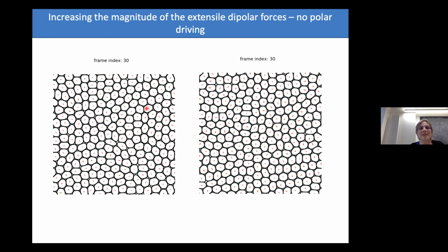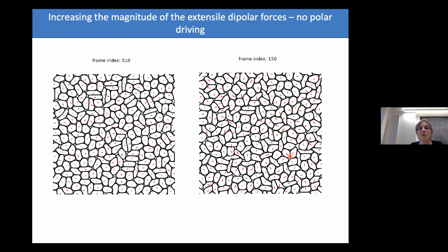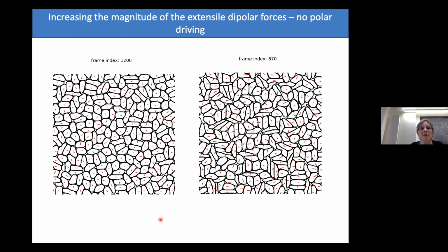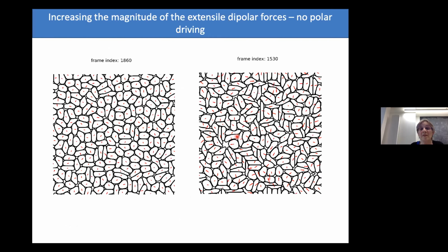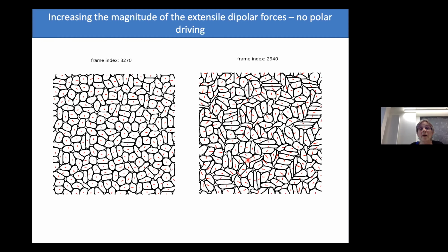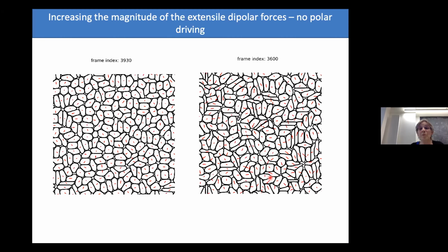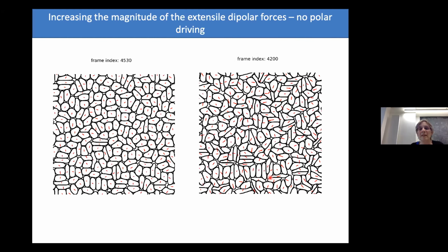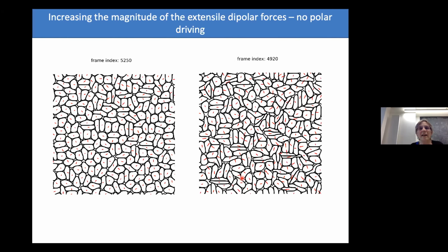So what does it do for you, this dipolar interaction? These two movies, this one just has a dipolar interaction, no polar force, just this dipolar one, just the interaction between the cells. Same there, but it's stronger. So what you expect is that this tends to elongate the cells, and that's exactly what happens. Strong dipolar interaction elongates the cells, and it makes it easier for them to move. Makes it much easier for them to move relative to each other.